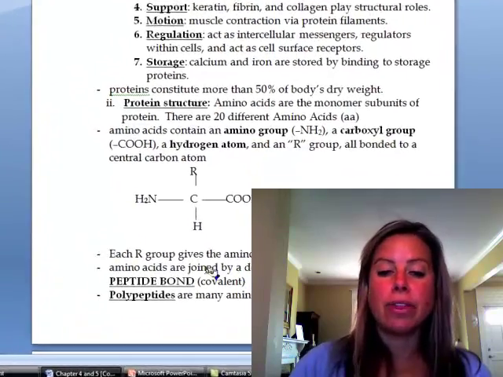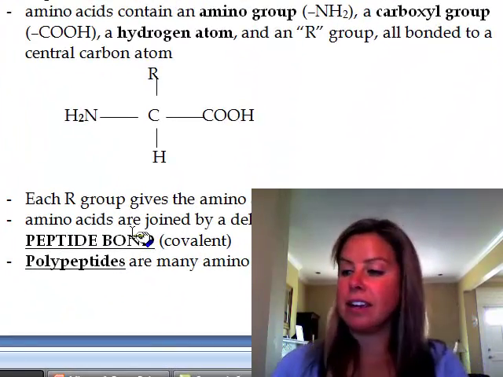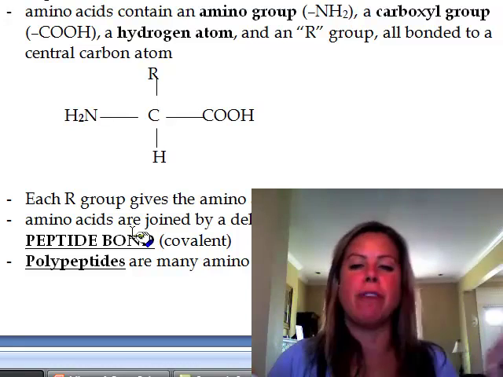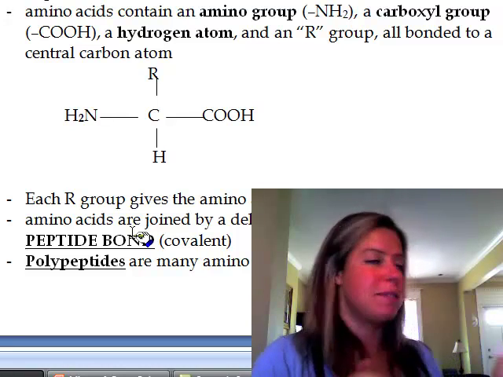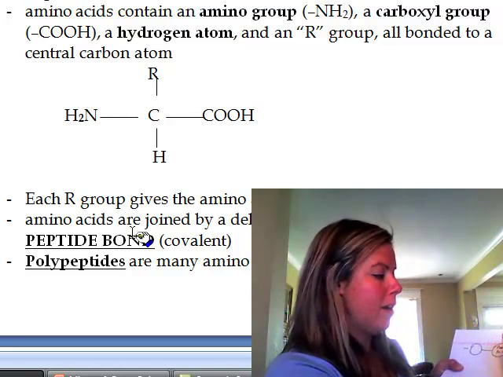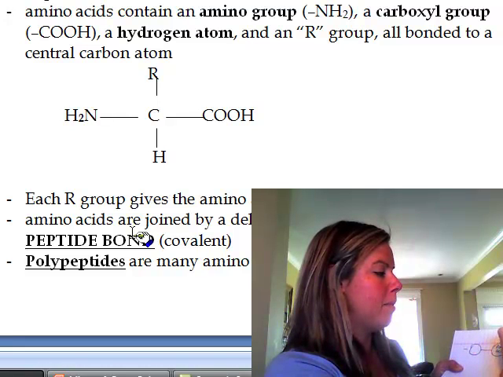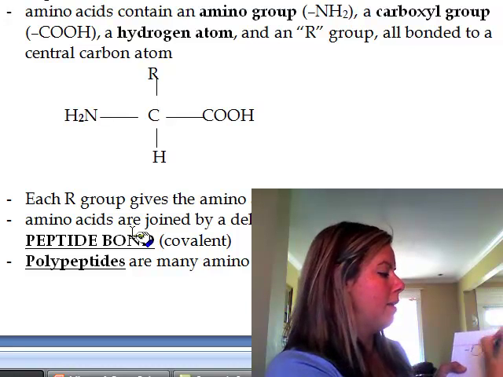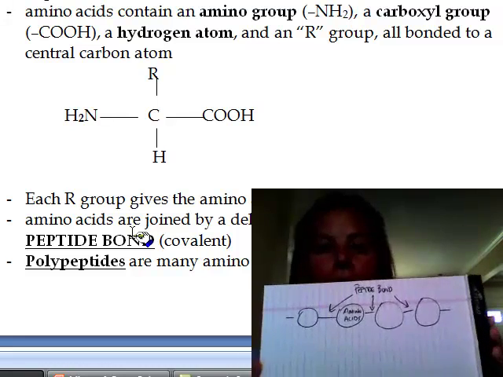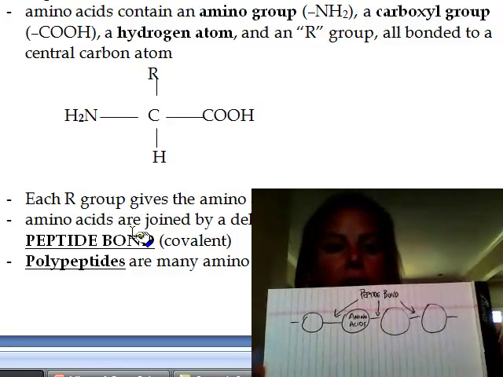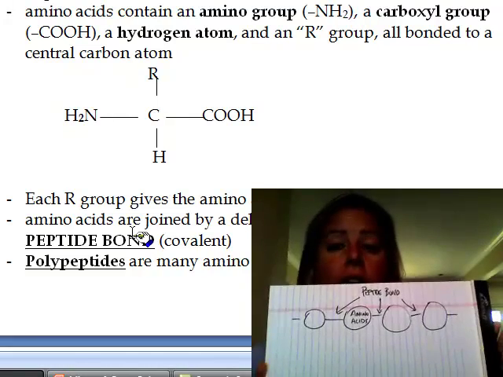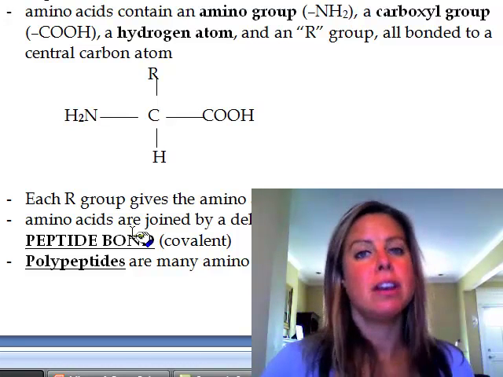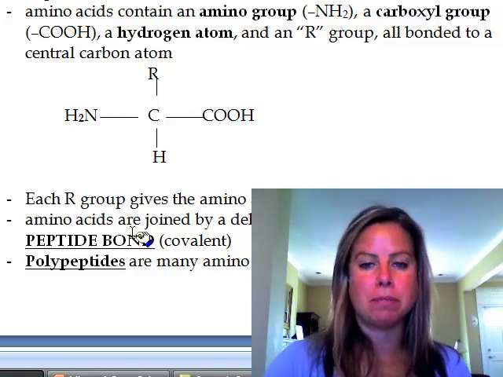Now the other thing is that all of these amino acids are going to be joined by a covalent bond, but of course we have to have a special name for that covalent bond, and that name is a peptide bond. So this bond right here, peptide bond. Every bond joining amino acids is called a peptide bond. So I could say, what kind of macromolecule has peptide bonds joining its monomers? You'd say a protein, or a polypeptide.